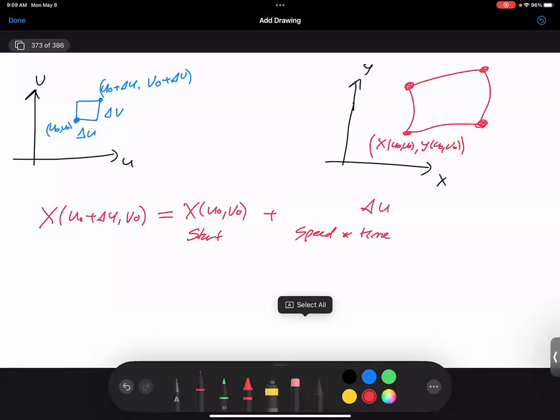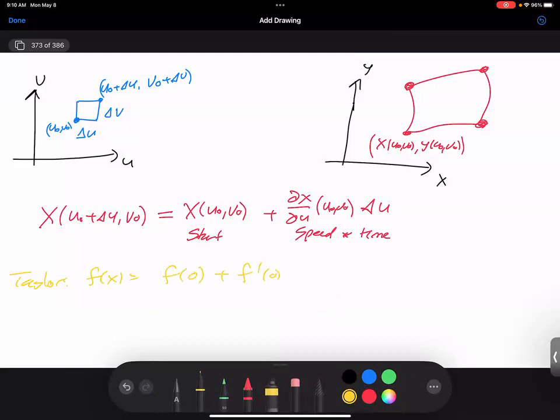And what's the speed going to be? Not delta v over delta u. The partial derivative of, good, the partial derivative of what function? The partial derivative of x with respect to what variable? With respect to u. And at what point do I evaluate this? It's still u naught v naught. This is how we expand things. So remember Taylor: f of x is f of zero plus f prime of zero times x minus zero plus dot, dot, dot. That's exactly what we're doing here. We're just expanding x and changing x ever so slightly.